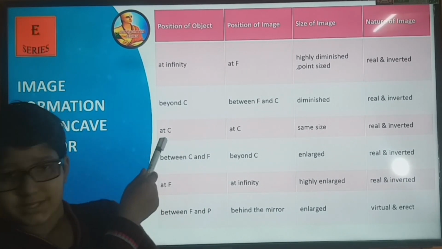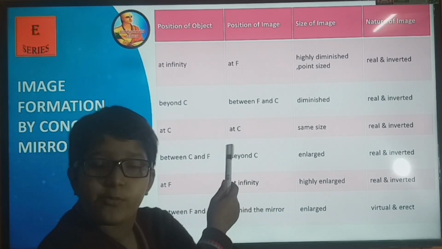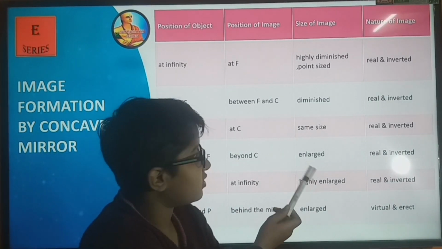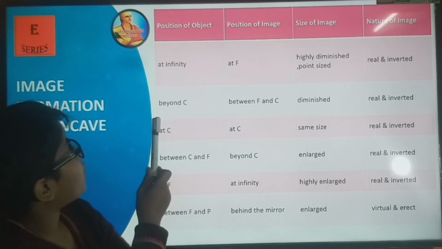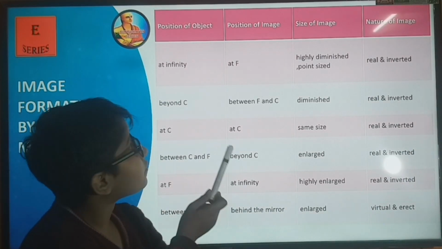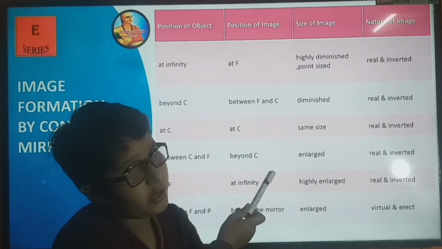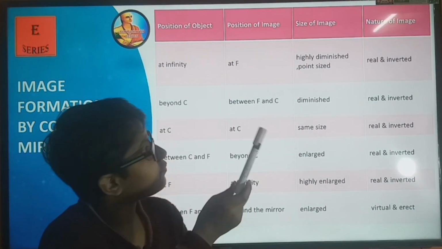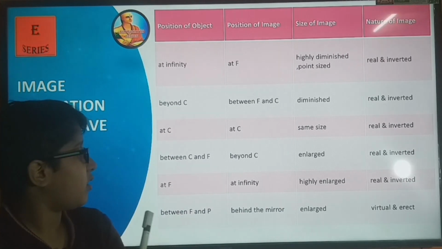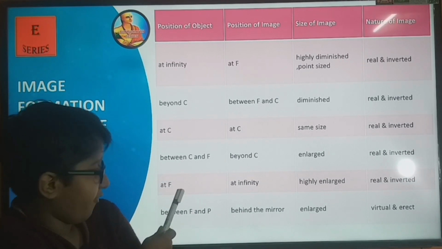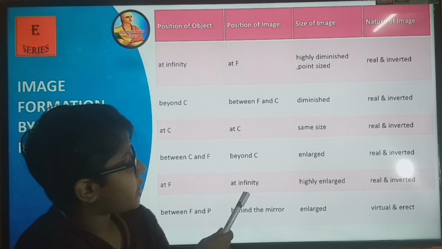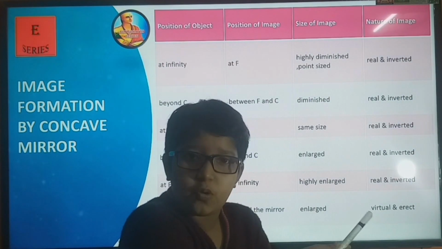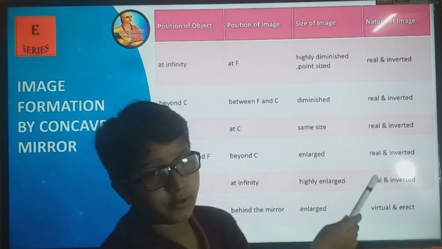Now the object is at C. The image formation will be also at C. The size of the image is of same size and real and inverted. The position of the object is between C and F. Position of the image is beyond C. Size of the image is enlarged and the nature of the image is real and inverted. Again, the object is at F. The image is at infinity. The size of the image is highly enlarged while the image is real and inverted.